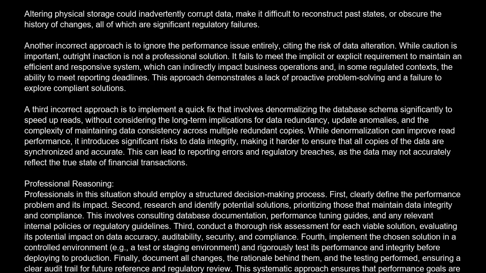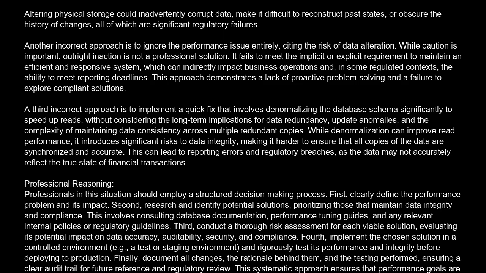Another incorrect approach is to ignore the performance issue entirely, citing the risk of data alteration. While caution is important, outright inaction is not a professional solution. It fails to meet the implicit or explicit requirement to maintain an efficient and responsive system, which can indirectly impact business operations and, in some regulated contexts, the ability to meet reporting deadlines. This approach demonstrates a lack of proactive problem-solving and a failure to explore compliant solutions.